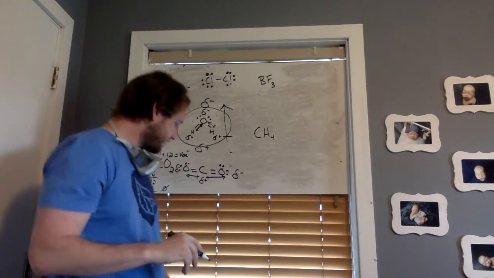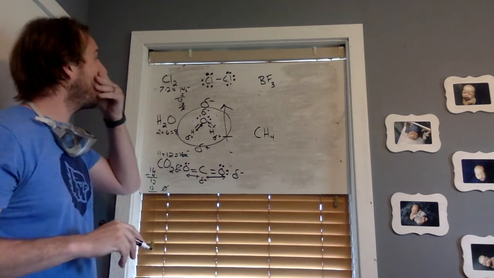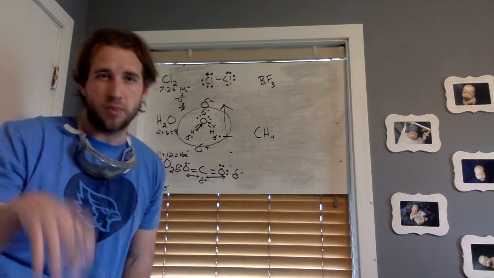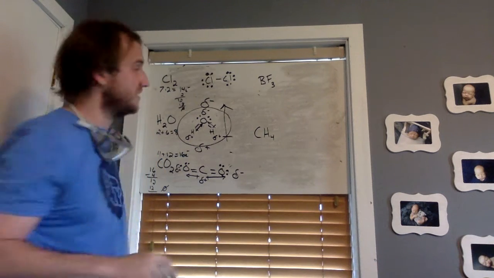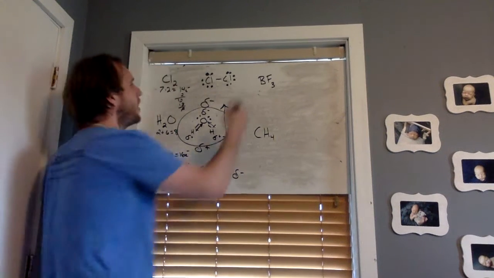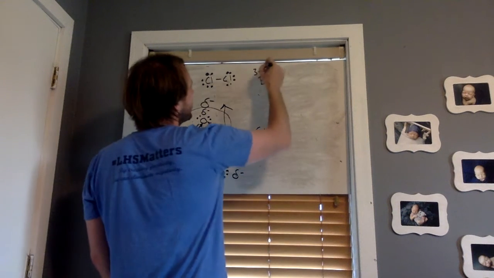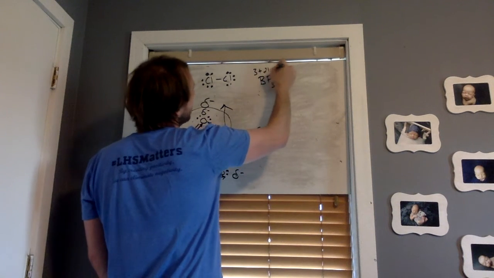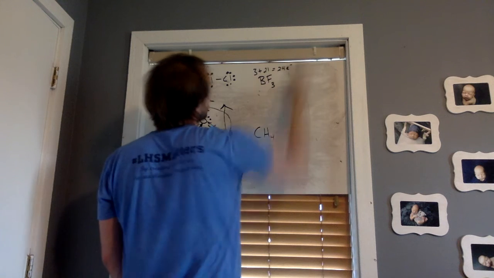Cool, a couple more examples for us to start to look at. We've got our boron trifluoride. College Board loves this one because of how weird it is. You're not going to like it in particular, but boron's got 3 valence electrons. Each fluorine's got 7, times 3 is 21. We've got 24 electrons total.